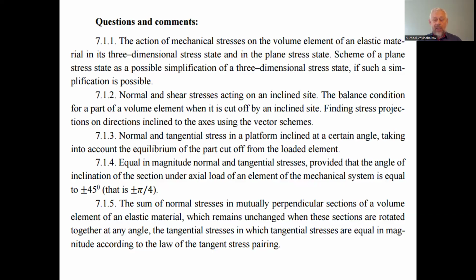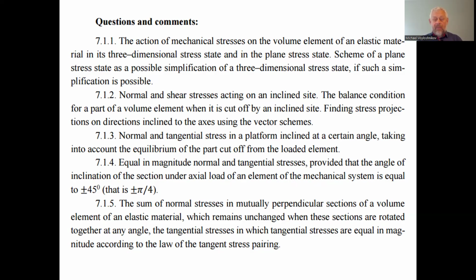mechanical body, axial stretching, compression. 7.1: the sum of normal stresses in mutually perpendicular sections of a volume element of an elastic material remains unchanged when the sections are rotated together at any angle, in which tangential stresses are equal in magnitude according to the law of tangential stress pairing.